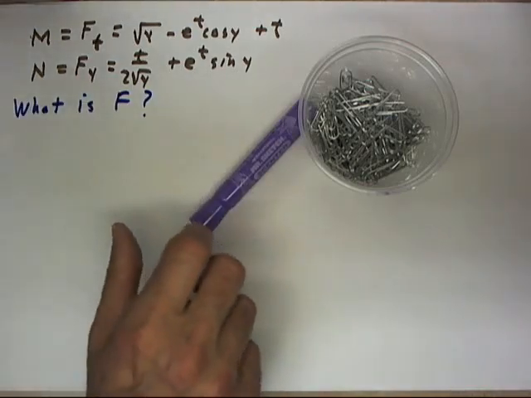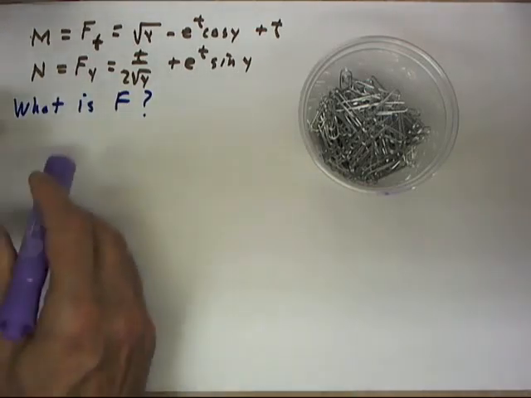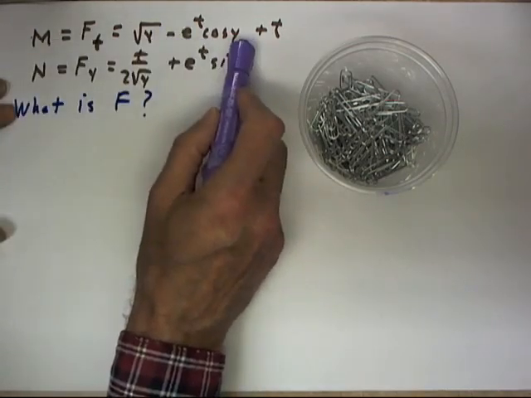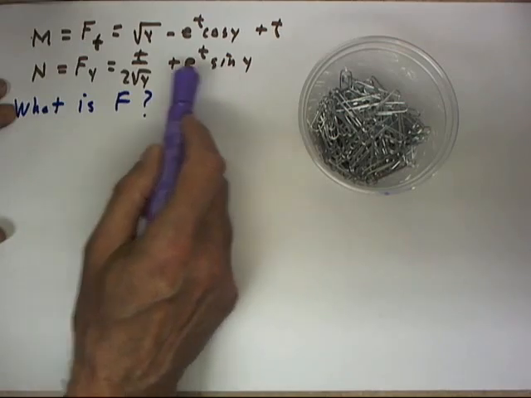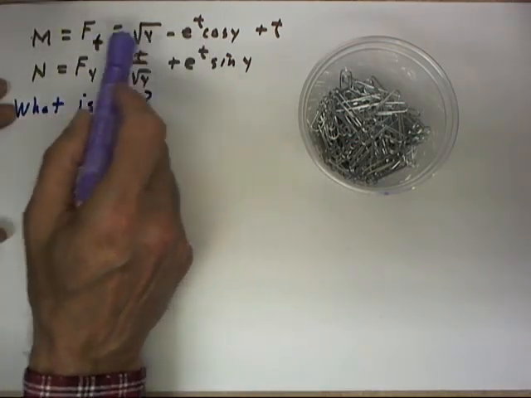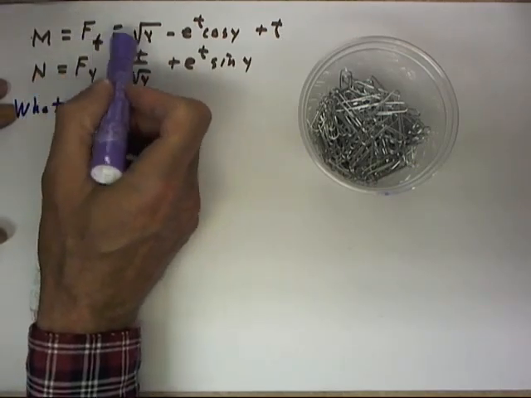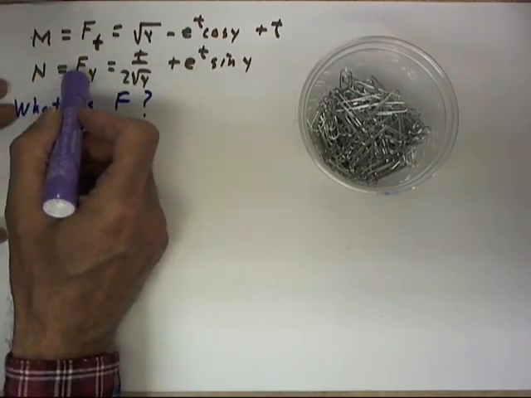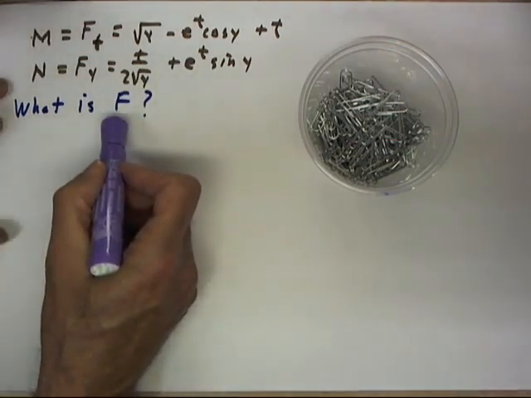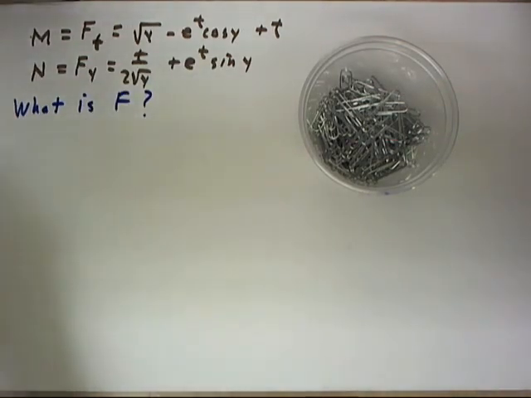Okay, we've seen that in the equation we've been looking at, we've identified our m function and our n function. Our m function is the derivative of some function f with respect to t, so we know the derivative of f with respect to t is this, and then the derivative of f with respect to y is this. So the big question is, what is our function f?